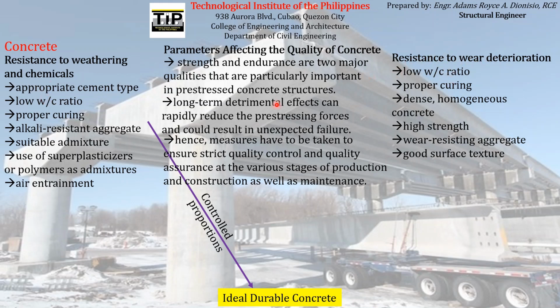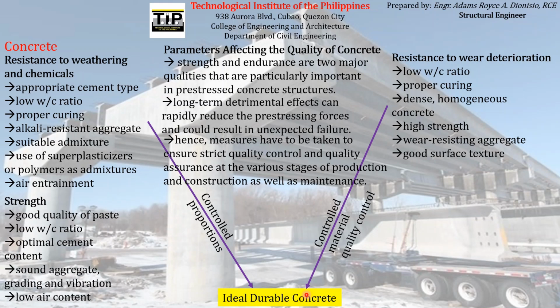So how can we ensure that it will be resistant to wear deterioration? Again, just like here, we must ensure that there is a low water cement ratio, there is proper curing, our concrete is dense or homogeneous, it has high strength, it has wear resisting aggregate, and has a good surface texture. So if we have these things together with controlled material quality control, we can ensure that our concrete will be resistant to wear deterioration, thereby producing an ideal, durable concrete.